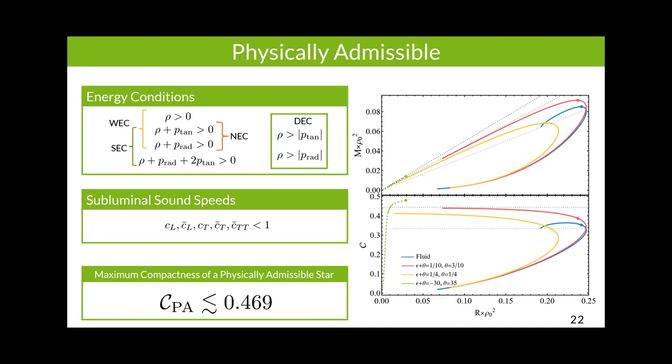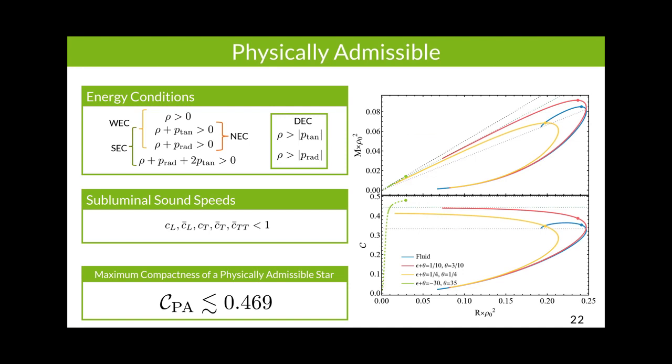If you ignore this line, actually you figure out that the maximum compactness that you can have is very similar to the Buchdahl limit. I don't know if it is a coincidence or not, but if you remove this line here, the maximum compactness sort of converges to the Buchdahl, which is interesting, but I don't have any explanation. It seems to be just a coincidence.